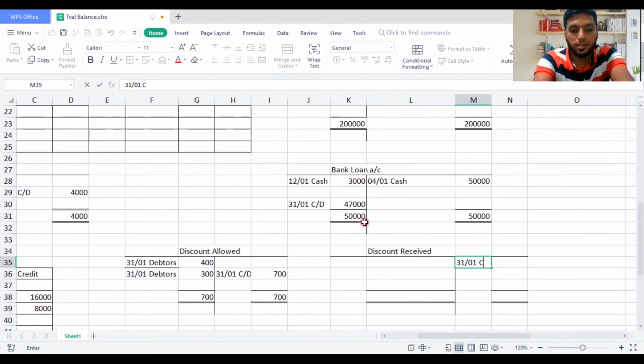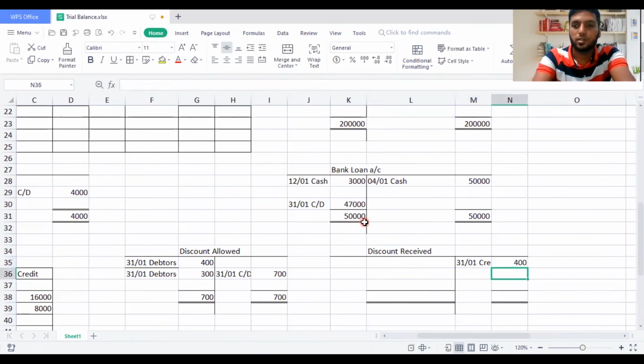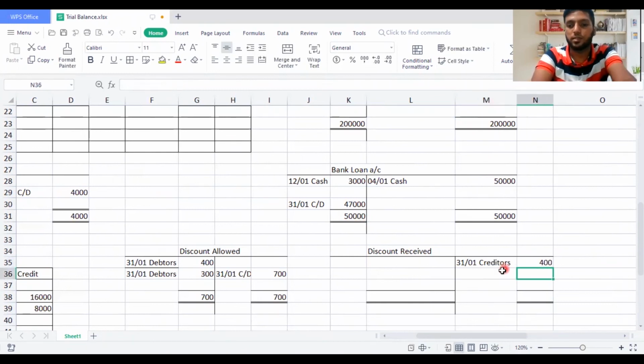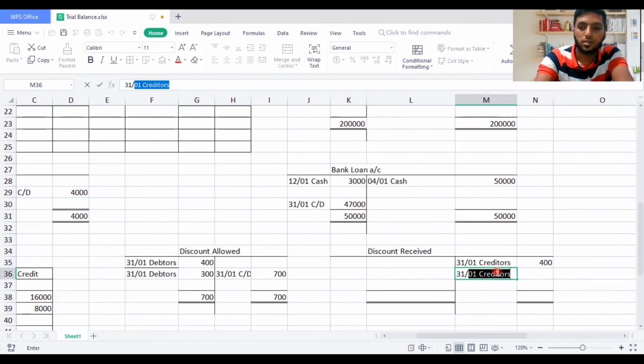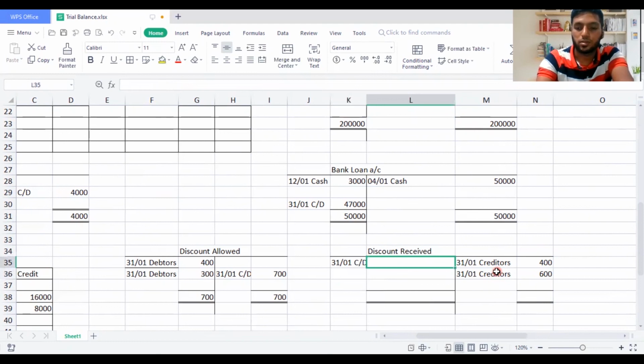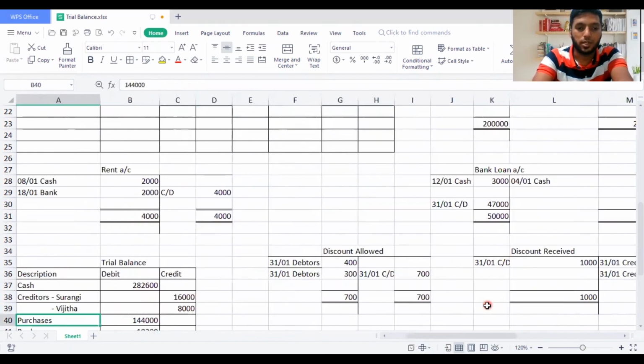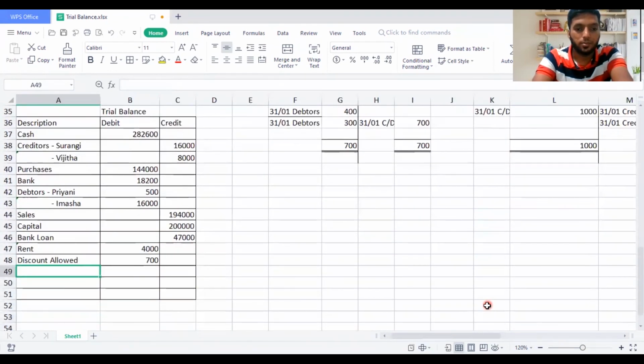I can write creditors 400 and creditors 600. These are the ways we can record. Now here I can write the balance carried down, which is on 31st first. Carried down is going to be 1,000. So then the total is going to be 1,000 and 1,000. As discount received is an income, here if it is carried down means here it should be brought forward on the credit side. So I'll take discount received as an income.